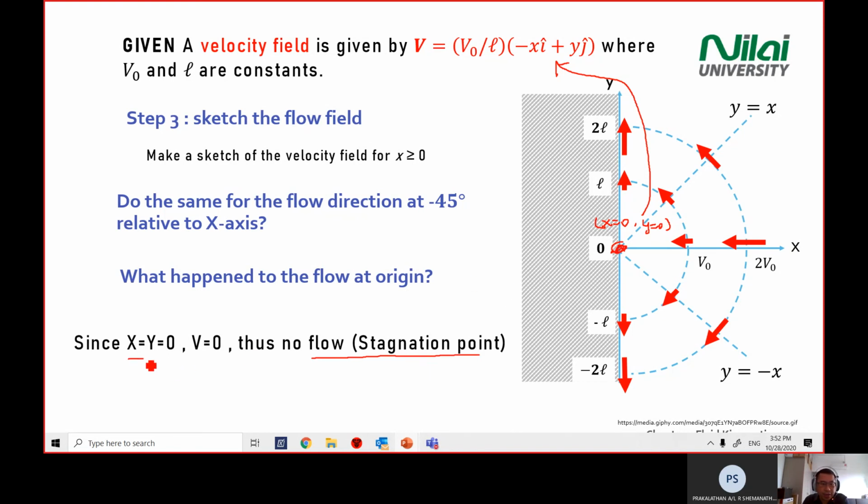Okay, when your x and y are at the origin, with x equal to 0, y equal to 0, your total velocity will equal 0. Even though these two are constant values, constant value times 0, you get 0. So it means there's no flow at the origin.